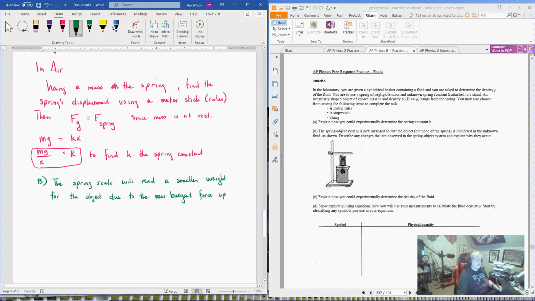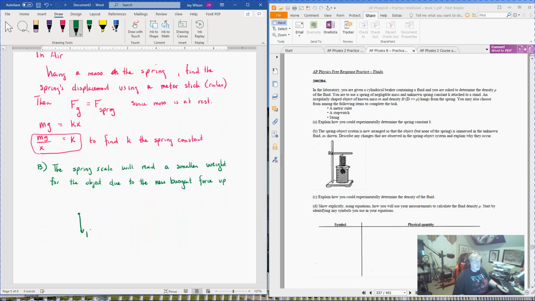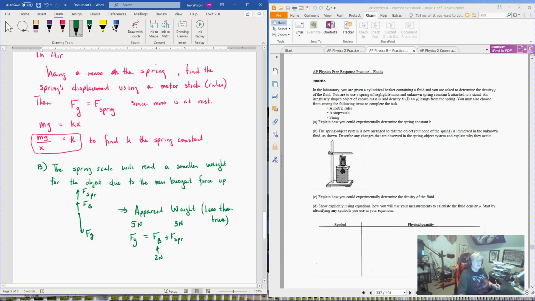Okay? So what we have now is force gravity down, and up we have force buoyant and force spring. So now we have an apparent weight that's less than the true weight. And that comes from the fact that force gravity down did not change, but now you have a buoyant force helping the spring. And so, for example, if the force gravity was 5 newtons and the spring force read 3 newtons, you would know the buoyant force is 2 newtons. So the spring will not stretch as much because you have a buoyant force now acting on it, or the fluid itself will support some of the weight of this object.